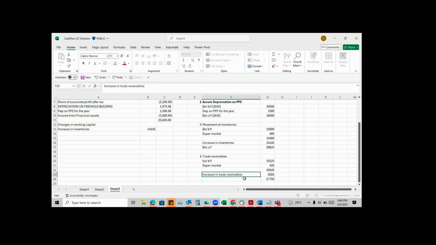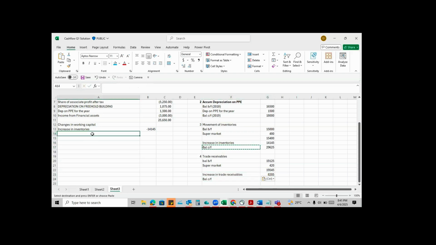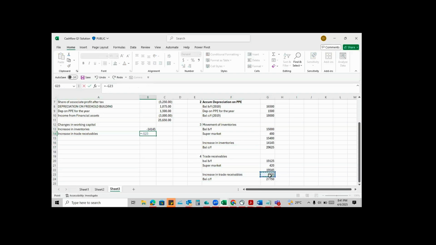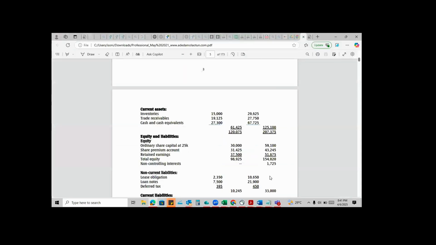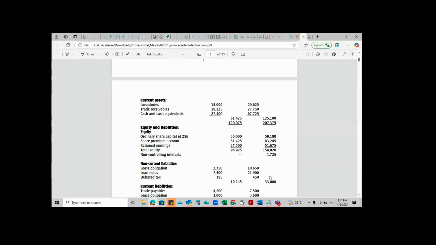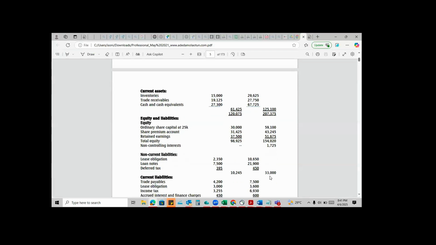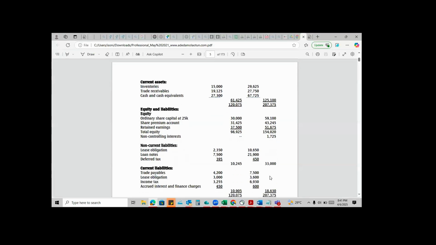Trade receivables increased. All right. So I'll have here trade receivables increased. Need to be minus this amount. All right. What other current asset do we have? Cash and cash equivalent is what we are coming back to. So I will leave that out.